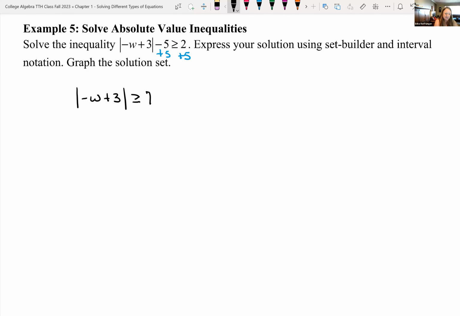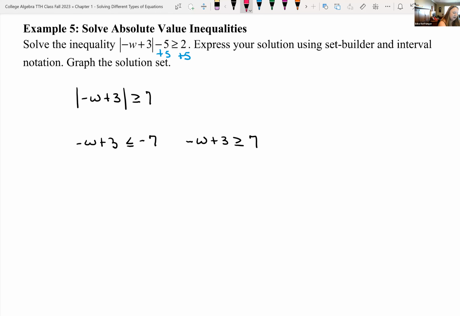We've isolated the absolute value, so we want to drop the absolute values and rewrite it. This is a greater than, so we want values which are greater than 7 on the number line, that distance from the absolute value. So negative w plus 3, what's inside the absolute value, is less than or equal to the negative 7, or what's inside the absolute value, negative w plus 3, is greater than or equal to 7. So solve for w in each case.